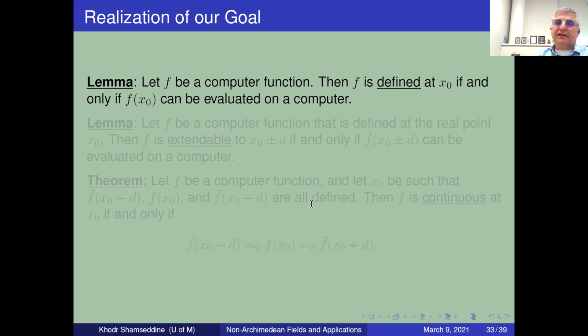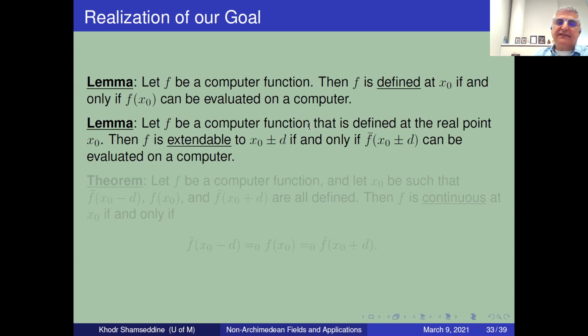So first, we check that f is defined at x0. Like here, f is defined at x0 if and only if f of x0 can be evaluated on a computer. So that's the first thing we do. We make sure that the function is defined at x0. Then, having checked that x0 is a point of the domain of the function, then f is extendable to x0 plus or minus d, if and only if the continuation function, f bar, can be evaluated at x0 plus or minus d on the computer.